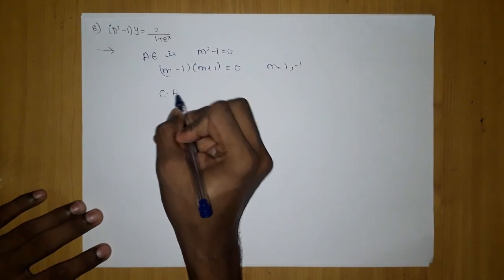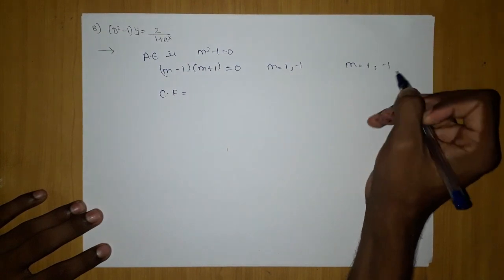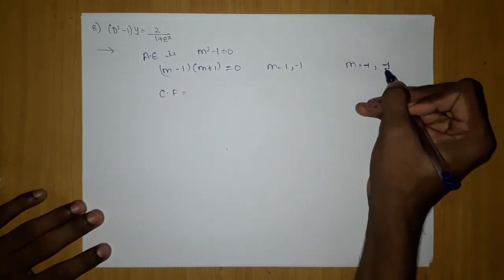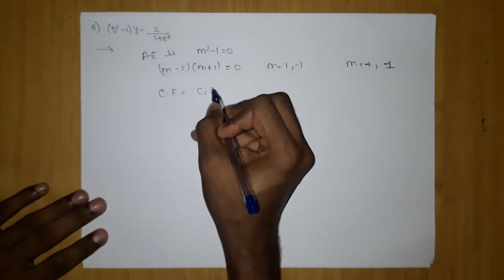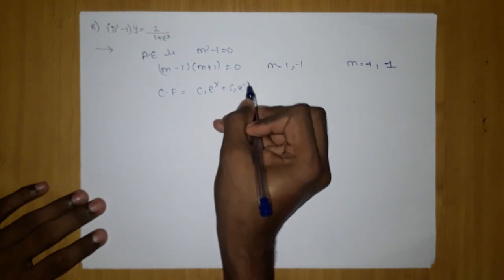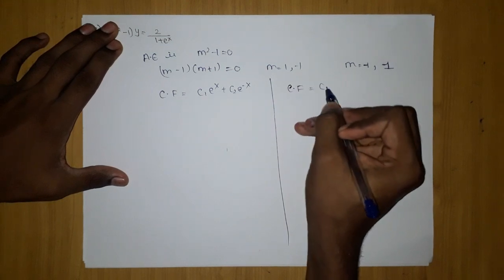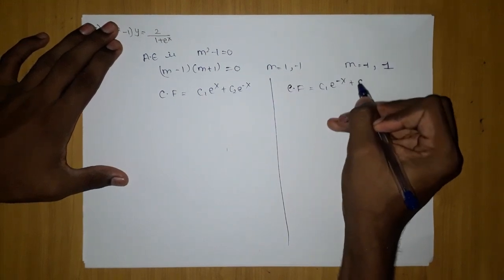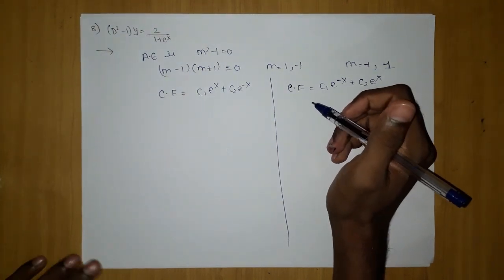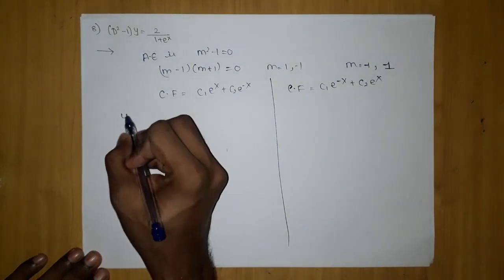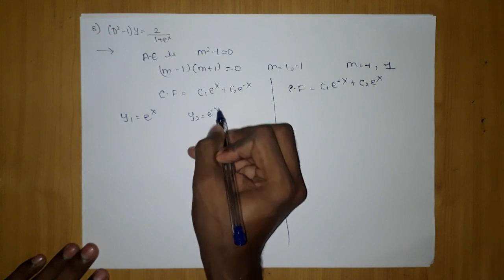If I write the complementary function, now there can be another scenario where another person can take m equals minus 1 comma 1. So the complementary function will vary. It can be c1 e to the power x plus c2 e to the power minus x, or it can be c1 e to the power minus x plus c2 e to the power x. Both are right only. I am just trying to prove that you don't need to worry if you do it differently. y1 will be e to the power x, y2 will be e to the power minus x.